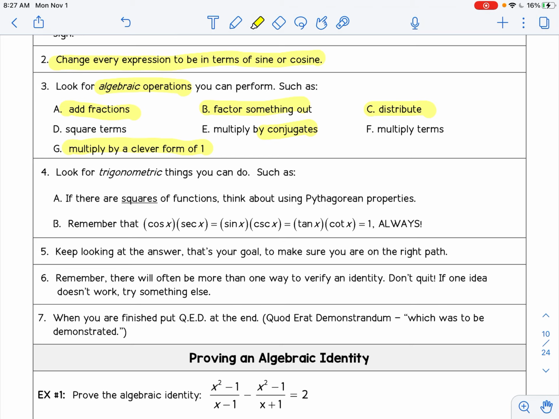Look for trigonometric things you can use, such as if there are squares of functions, think the Pythagorean properties. They do want to remind you that all of these, because they're reciprocals of each other, equal 1. Again, there's going to be a little bit of a problem-solving approach going on here. Keep looking at your answer; that's your goal, so keep the goal in mind. Remember that there will be more than one way to verify an identity. Don't quit, it says. When you finish, you can put QED at the end. I don't know if you need to do that, but we'll put a check mark when we're done.